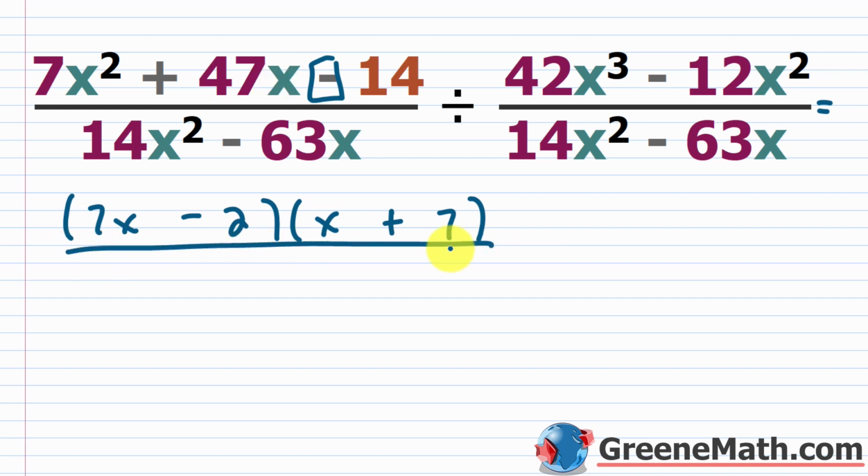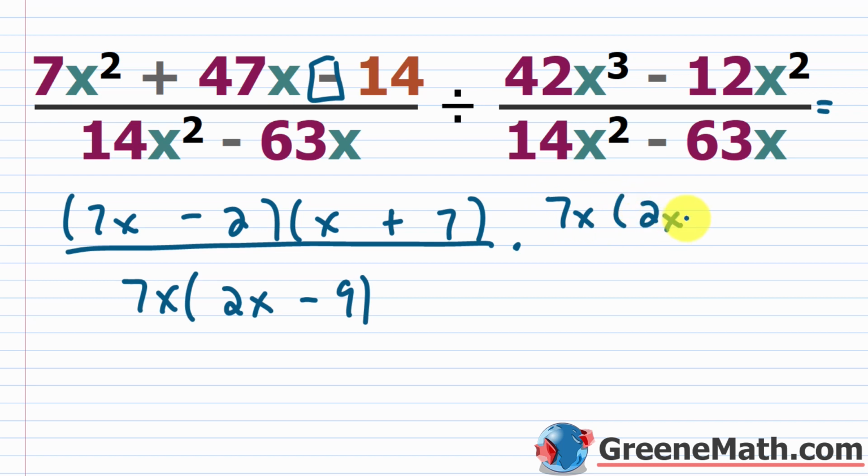Okay, over here, we have 14x squared minus 63x. I could pull out a 7x. That would give me 2x, then minus 9. Okay, so times, again, I'm taking the reciprocal here. So this 14x squared minus 63x, this is the same thing as I got right here. So I can just copy my factorization. This is 7x times a quantity, 2x minus 9.